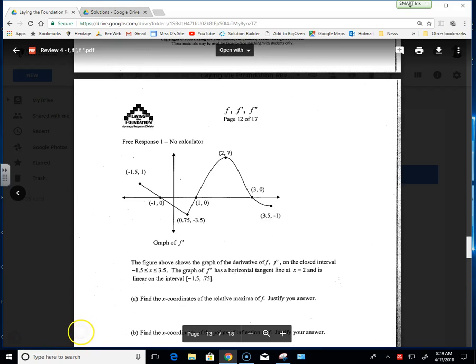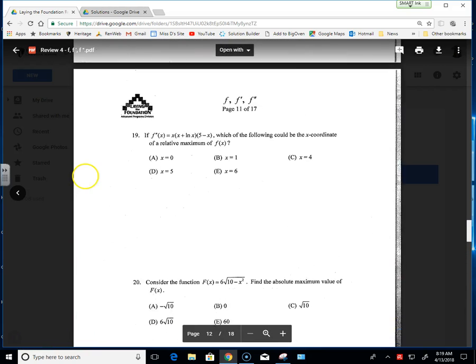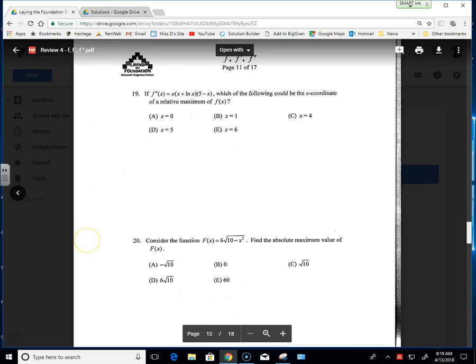Okay, let's start at number 19. LCF number 4, number 19. I love this question. Okay, listen. I love questions that make you think, and we get to talk about them before you get to an AP. Because it comes back to a forever card. If they gave you a second derivative and they're asking relative max, there is a test for that.